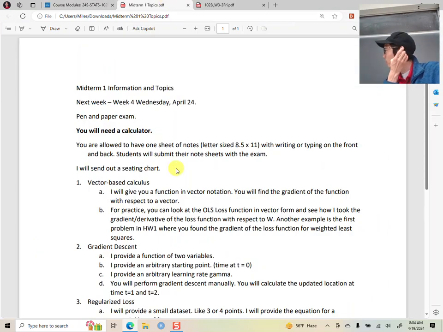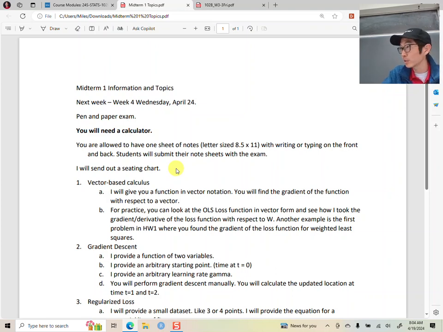Okay, so it'll be here in class, a pen and paper exam. I will send out a seating chart. Are there letters or markings on your desks? It's just written nothing, right? It's just blank. Okay, so I'll come up with some arbitrary numbering system for the desks, and we'll use that. So it'll be done here in class.